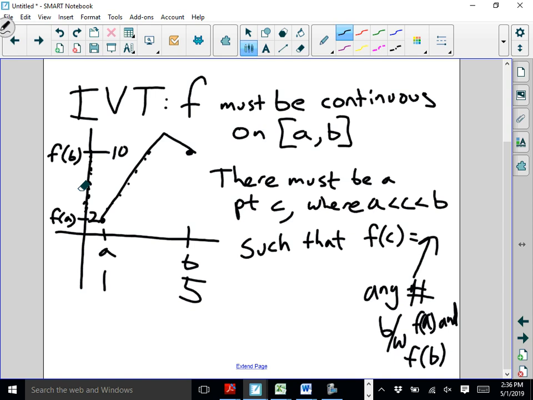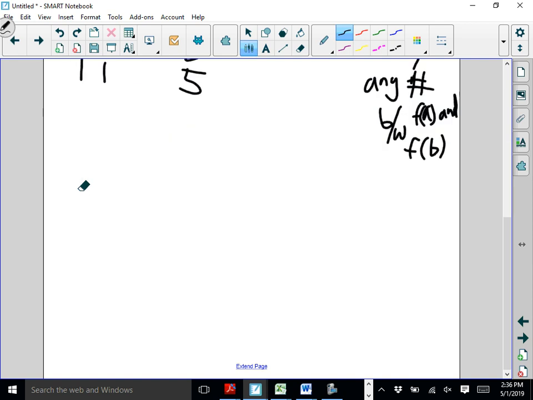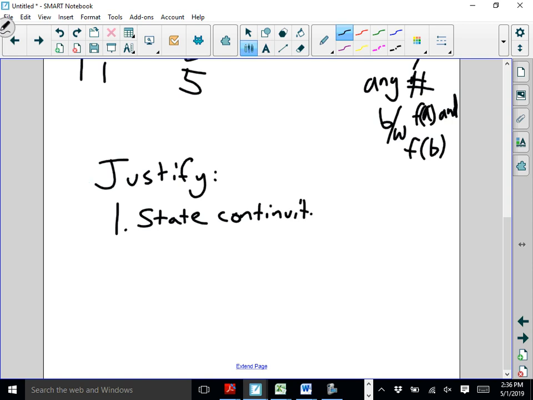When you're justifying, these are the things that you need to have in your justification. One, you must state continuity. Okay? You must state continuity. Sometimes it's just stating that they already told you it's continuous. You just have to state that in your justification.